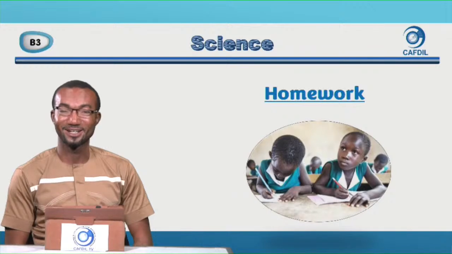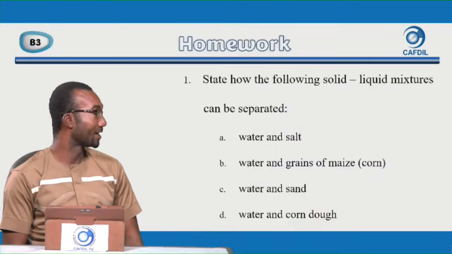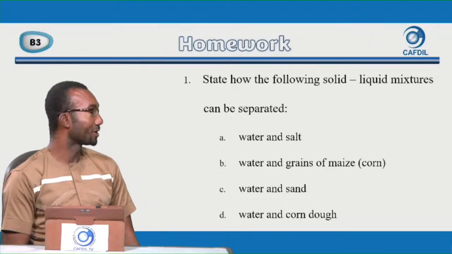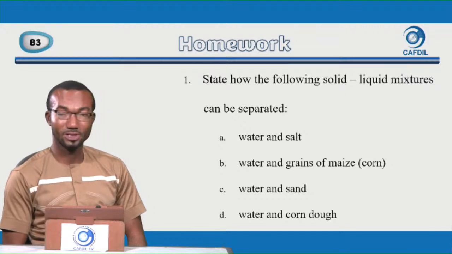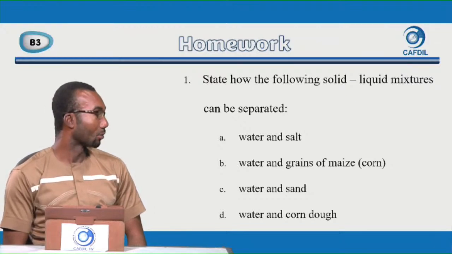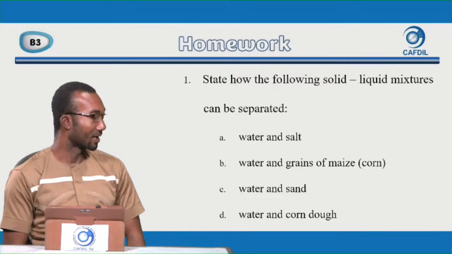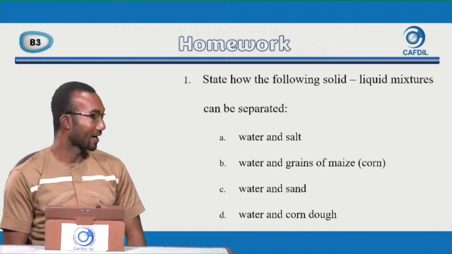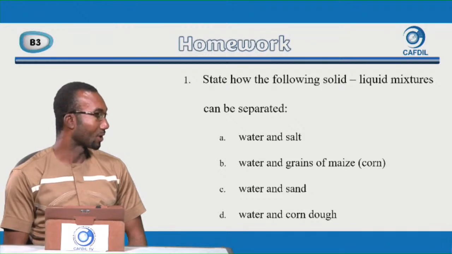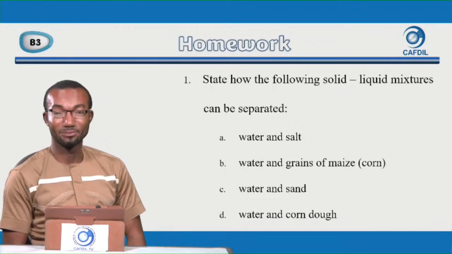Good. Now, as usual, let me leave you with an assignment to try your hands on. State how the following solid liquid mixtures can be separated. So A, water and salt. How can I separate them? Water and grains of maize, that is corn. How can I separate them? Water and sand. How can I separate them? Water and corn dough. How can I separate them?